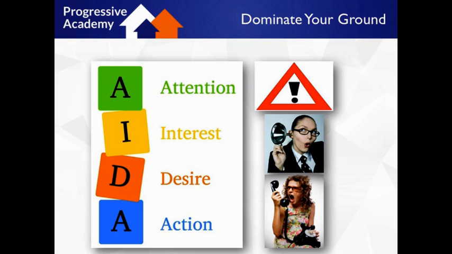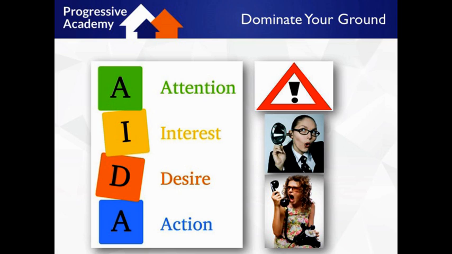A is for attention, that's an attention grabber. The headline of your message has to grab their attention. So: sell your house fast in 28 days. Get an offer on your house within 48 hours. Something that grabs their attention if they're a potential customer.